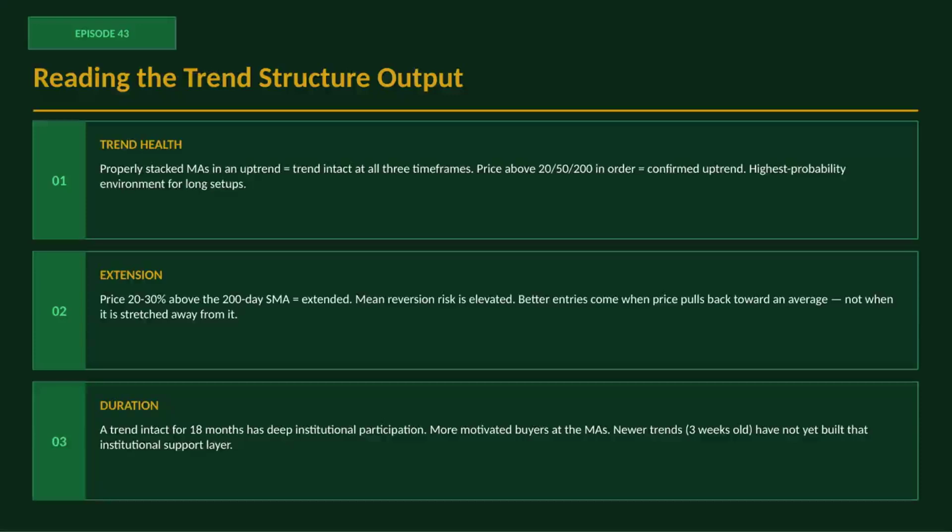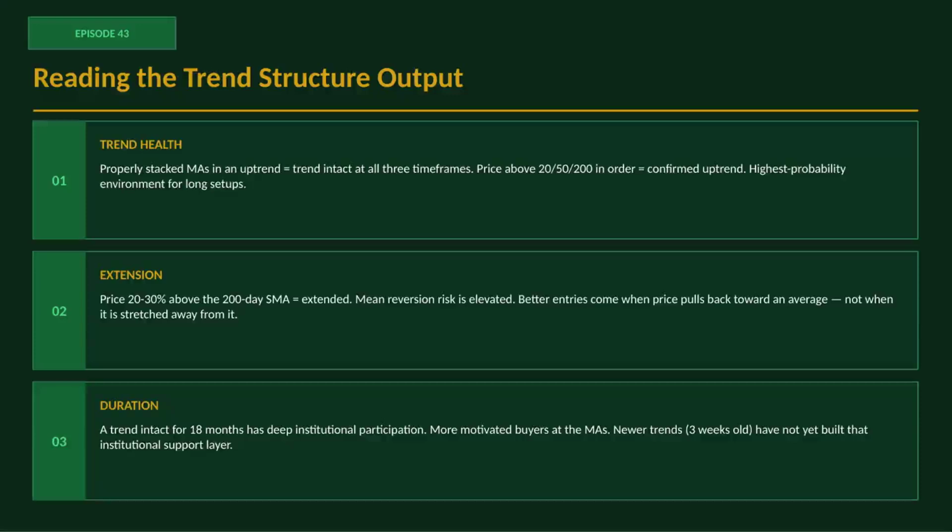Extension. How far above the 20-day EMA is price currently? When price is 20 to 30% above its 200-day SMA, it is extended. Extended does not mean broken. Trends can persist for extended periods, but it does mean mean reversion risk is elevated and chasing is dangerous. The better entries come when price has pulled back toward an average.